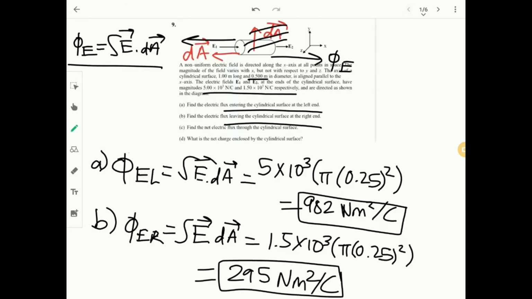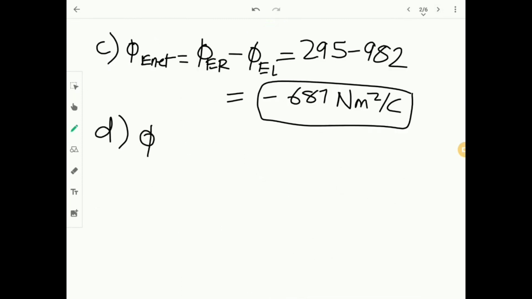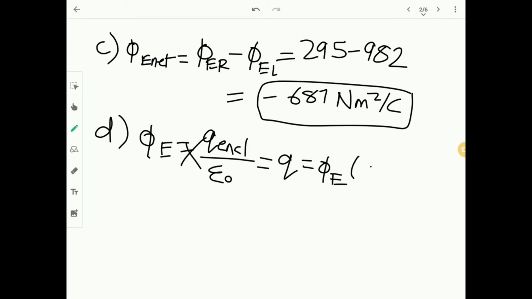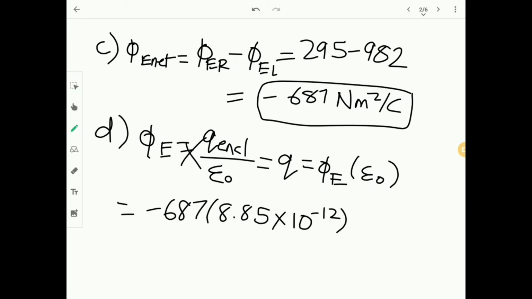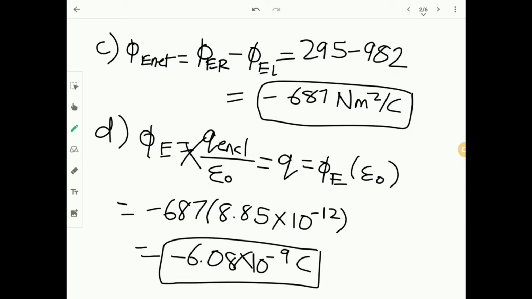Last part D, they want the net charge. Very simple. This flux, I'm just going to consider the net, is Q enclosed over epsilon 0, which means Q enclosed is the flux times epsilon 0, which is minus 687 times 8.85 times 10 to the minus 12, and finally we get minus 6.08 times 10 to the minus 9 coulombs, and that's the net charge enclosed in the cylinder.